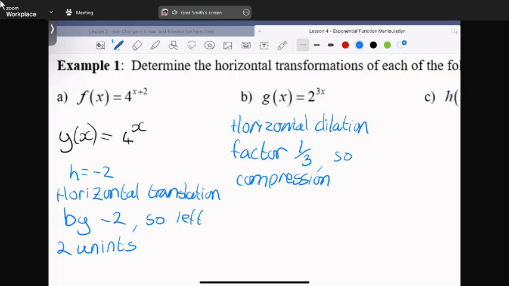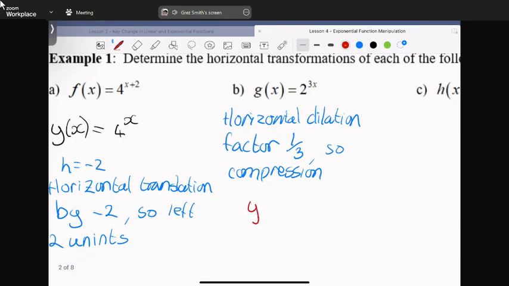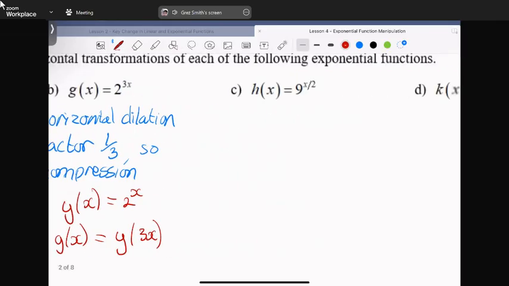So the original parent function here is 2 to the x. And then some kind of horizontal transformation has been applied, and that's where the 3 is coming from. So if I use some other function, y of x is equal to 2 to the x, then g of x is equal to y of 3x. You see how I'm applying a transformation here in this one? So the 2 is part of the original base function, or the base of the original function.